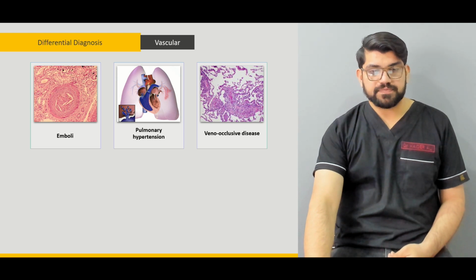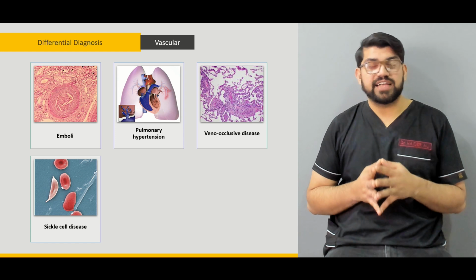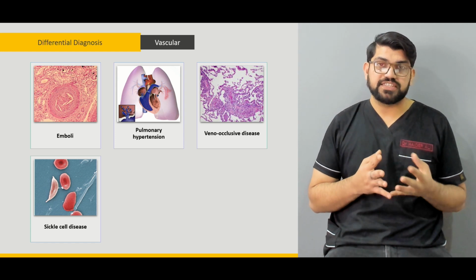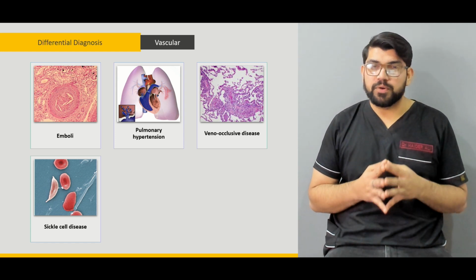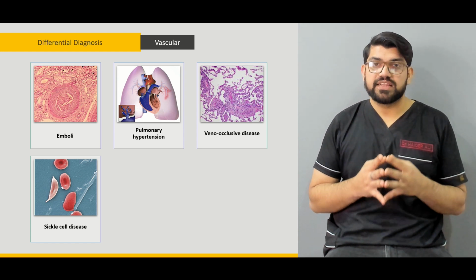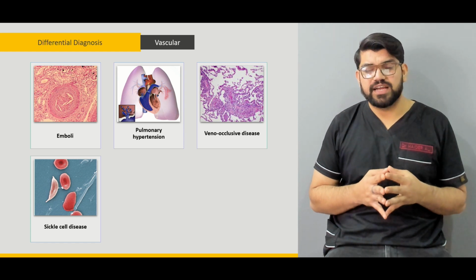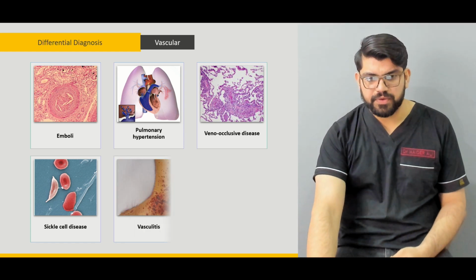Veno-occlusive diseases, sickle cell diseases. Sickle cell disease also has a variety of phases, for example, bone marrow crisis. They can also present with muscular abnormalities that can present with shortness of breath and signs and symptoms of respiratory distress syndrome.